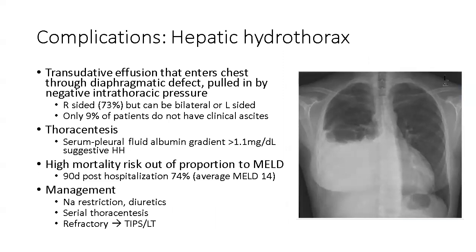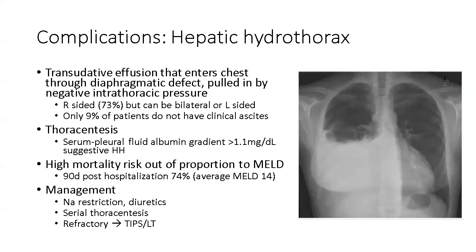Hepatic hydrothorax. This is a complication where you have ascites, and you have a diaphragmatic defect, and you have negative pressure in your chest just in your routine breathing in and breathing out. And so it kind of sucks fluid up into your thoracic cavity. 73% of the time it's going to be right-sided. So you should expect a right-sided hepatic hydrothorax.